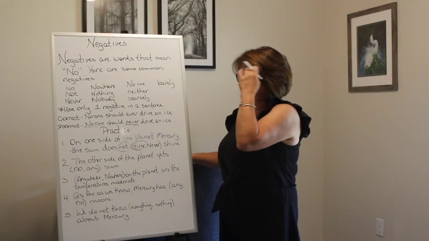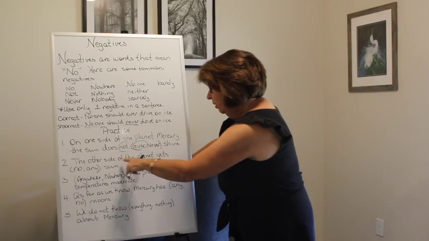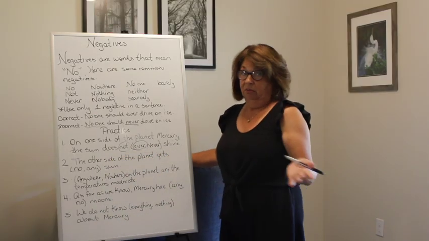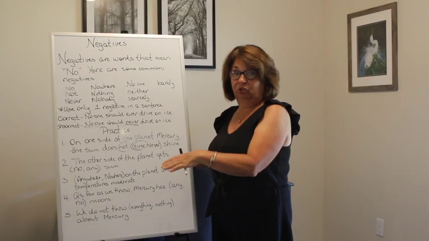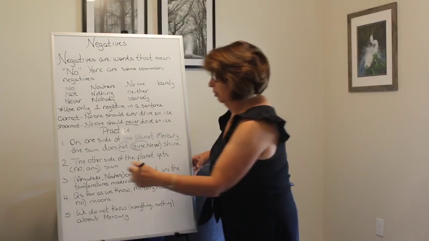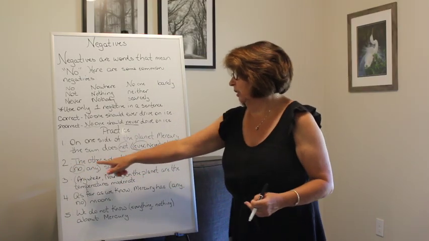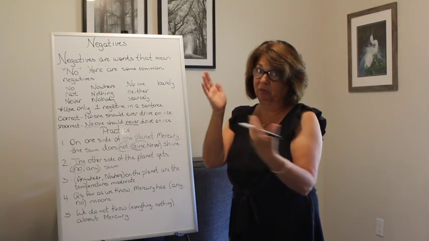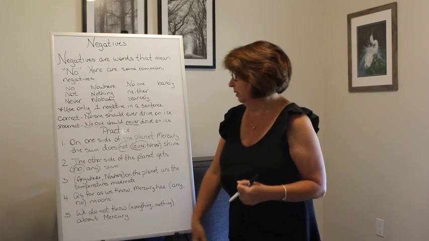All right, number two, the other side of the planet gets (no or any) sun. All right, do you see any negatives in that sentence? Anywhere up in here, the other side of the planet gets no negatives. So, can we have a negative to choose from the parentheses? Absolutely. And does that word make sense? Yes. The other side of the planet gets no sun, because the planet moves around. It's going to be moving around the sun, one side you get sun, one side is not.